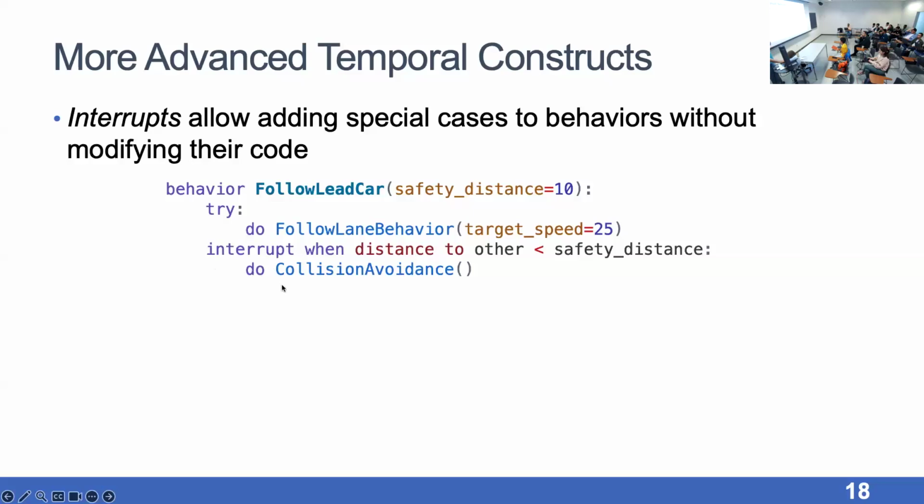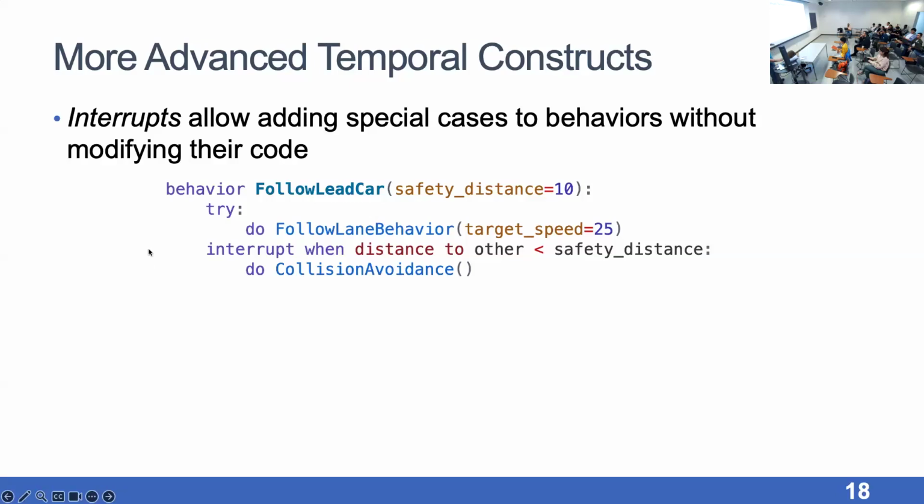When collision avoidance, that behavior, finishes, we'll check, is this condition still true? If so, we're going to run collision avoidance again. But if this condition is false, then control will get passed back to this. So resume wherever we left off inside the try block.